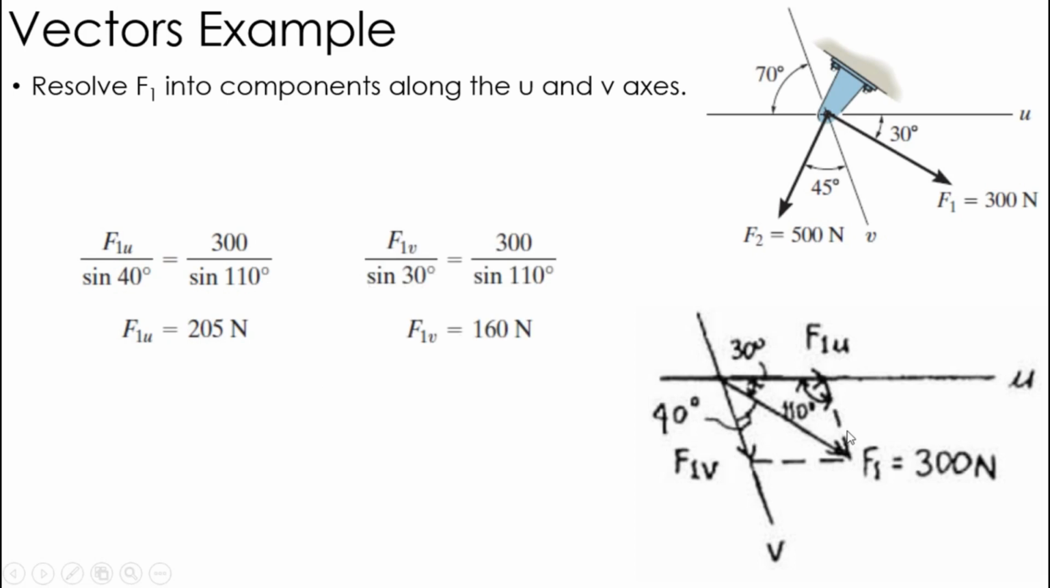So I'll use basically the same equation except the sine of 30 here. So I'll use my unknown force at V divided by the opposite angle, which will be the sine of 30, and set that equal to, again, 300 divided by the sine of 110. And that gives me 205 and 160 for those vectors. So again, this is just the opposite of adding them. Draw that parallelogram based on the directions that you're interested in, and then manipulate the triangle using law of sines or cosines or what have you to figure out what the magnitudes in those specific directions actually are.